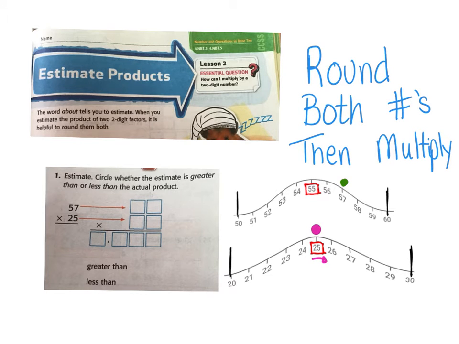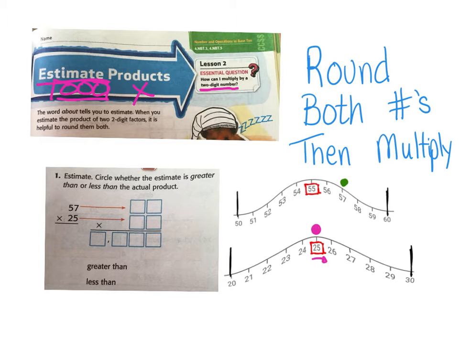Okay, today's lesson is estimate products. And that means that we are going to think about how we can multiply by a two-digit number using estimation. Okay, remember estimation means to get a number that ends in zeros. And the word product means multiply or times. So we're going to be working with numbers that end in zeros, and we're going to be multiplying.